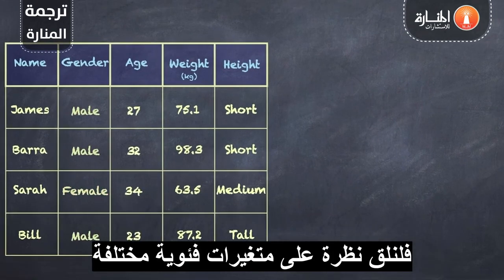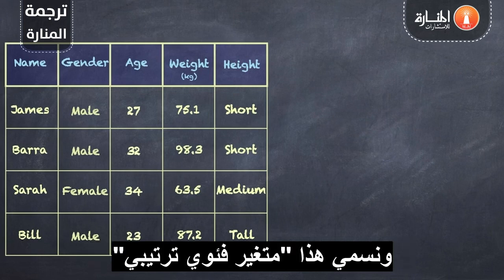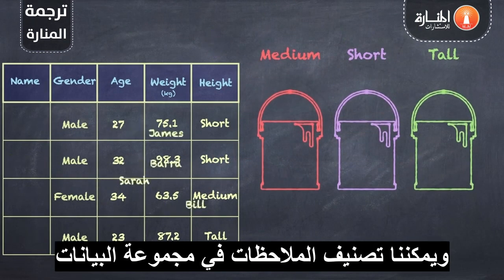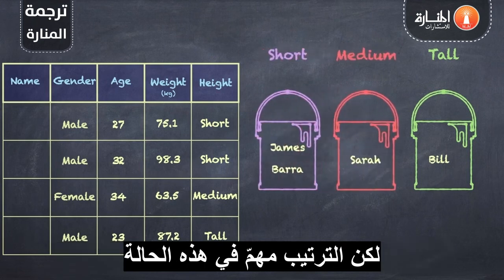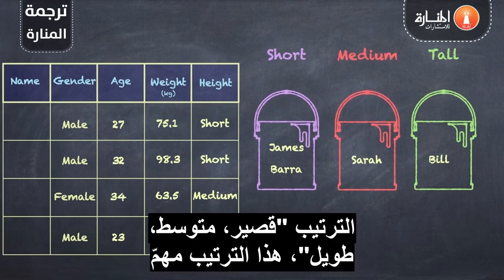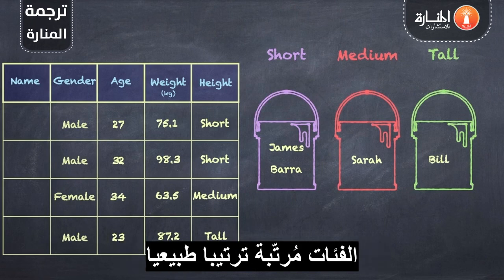Now let's take a look at a slightly different kind of categorical variable. In this case, I want to take a look at height, right? This is what we call an ordinal categorical variable. In the case of height, again, we've got categories or buckets, and again, we can categorize the observations in our data set. But in this case, the order matters. So it's short, medium, tall. That matters, and that's why we call it an ordinal categorical variable. There's a natural order to the categories.